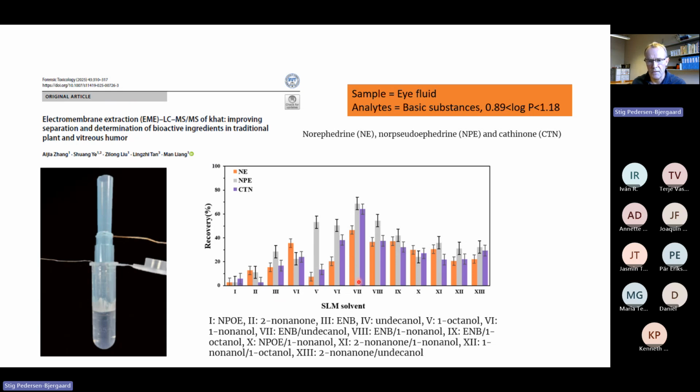In this case here, they found the best membrane was membrane number 7, which is ethyl nitrobenzene and undecanol in combination. So this is quite typical for a lot of EME research, that people have put quite a lot of effort into finding the best liquid composition. And I will come back to that a little bit later.